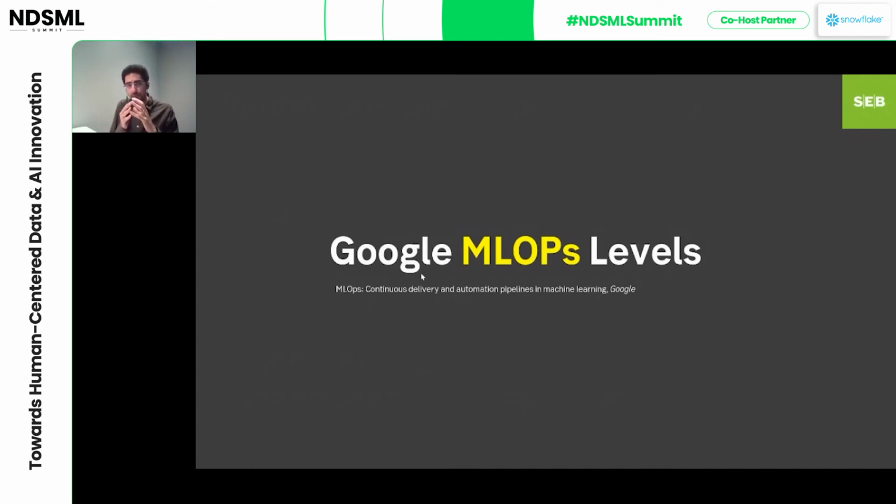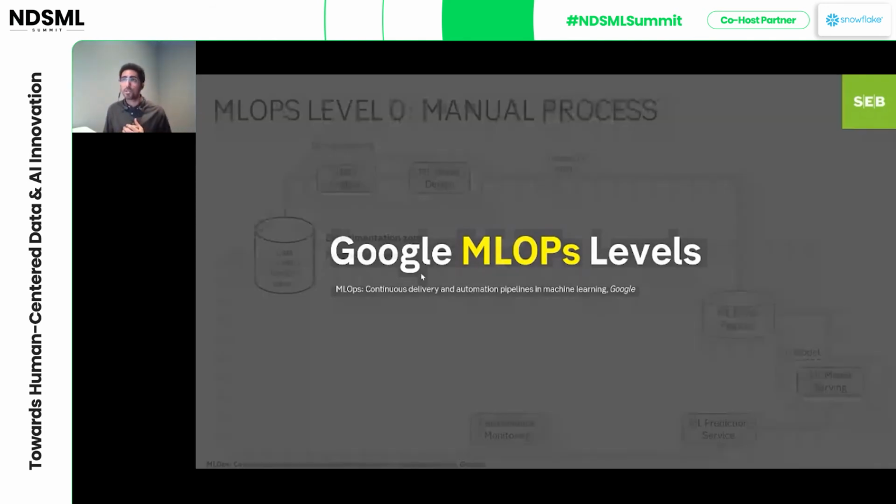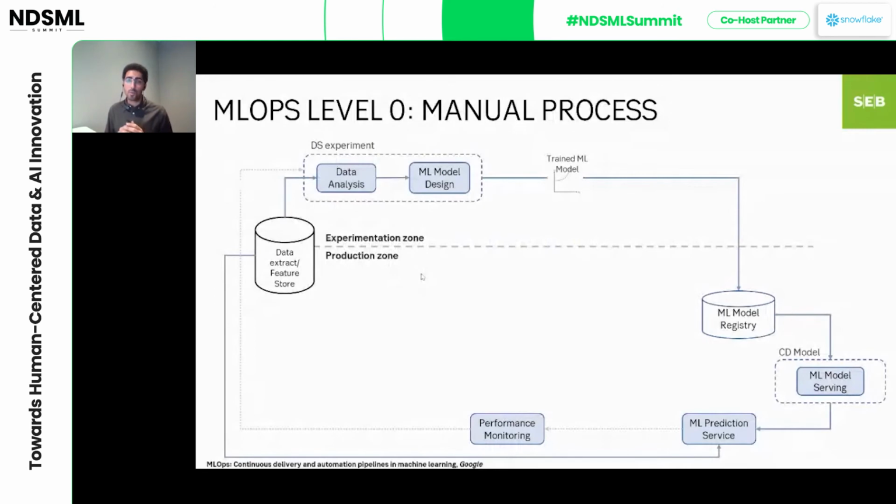MLOps processes from Google. They actually divided the MLOps paper into 3 different levels: level 0, 1, and 2. Level 0 is kind of very well known. It's called a manual process, where you have an experimentation zone. If you look at the horizontal dashed line in the middle, on top of that you have the experimentation zone, or your sandbox, where your data scientists are working, and below that you have the production zone.